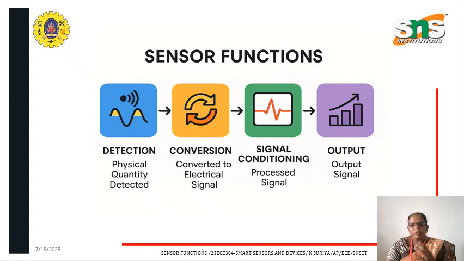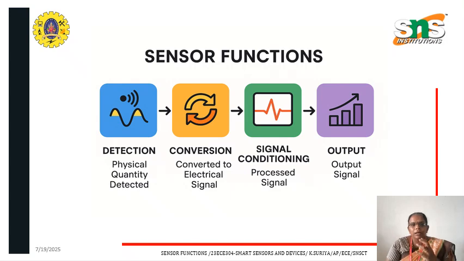So these are the functions of the sensors. First the signal is detected, then it is converted and signal conditioning is performed, and finally the output signal is obtained. The detection part is the primary function of the sensor. It takes care of the sensing part. It detects the changes in the physical, chemical or biological parameters of the environment, for example temperature, pressure, light, motion, etc.